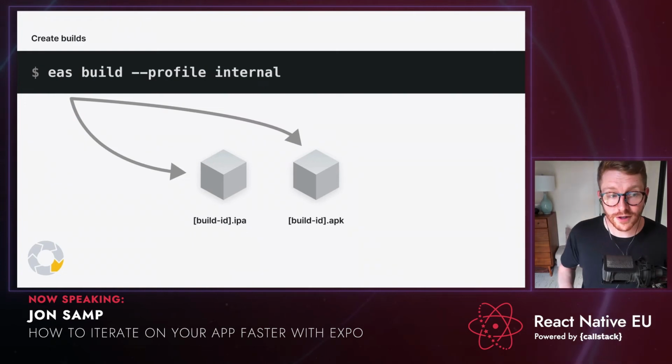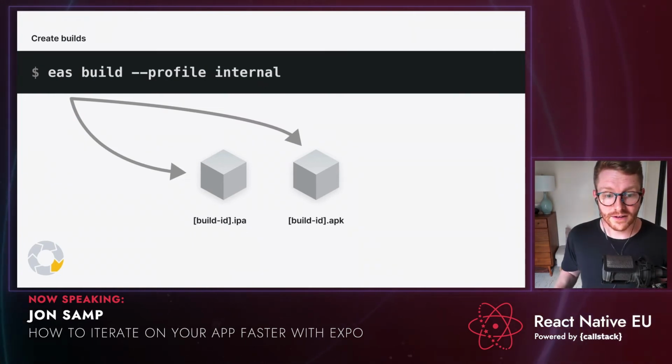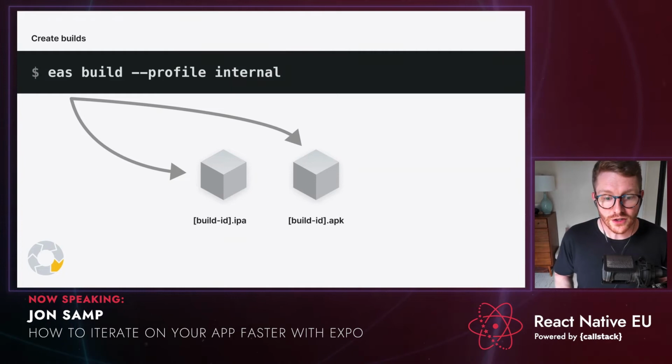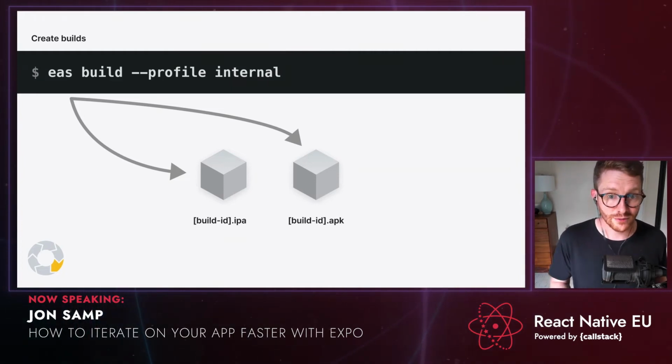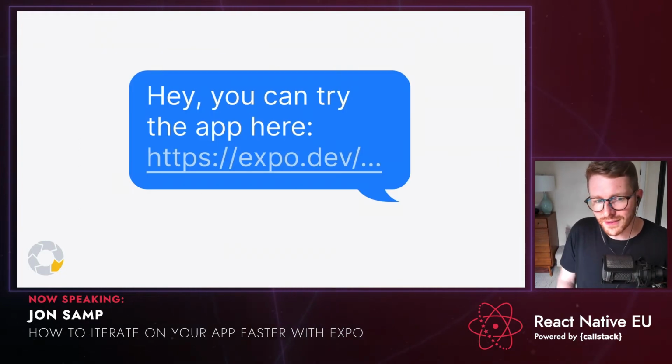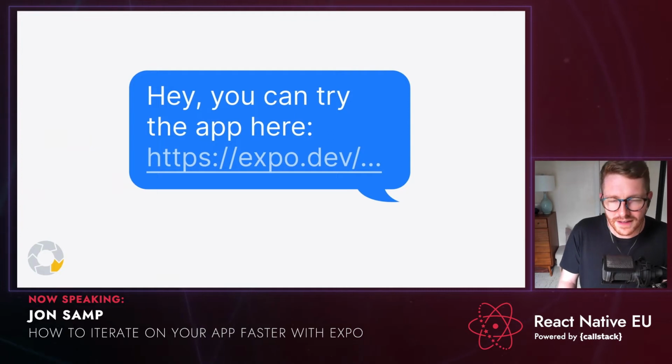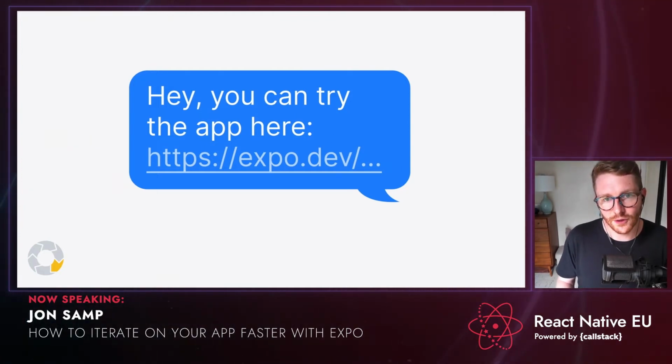After that, I can run a command called eas build --profile internal. And this is going to create 2 different builds for me that are set up to work with those credentials, which enables me, after these builds are done, to do something like this, where I can just send a link to someone and say, hey, try my app, and then go to this link and then download the app that I just built, and they can sideload it on their phone.